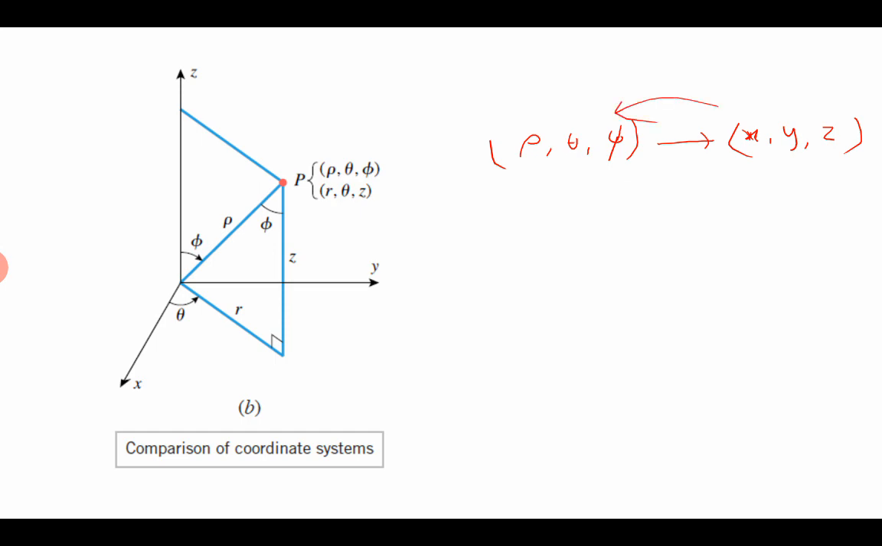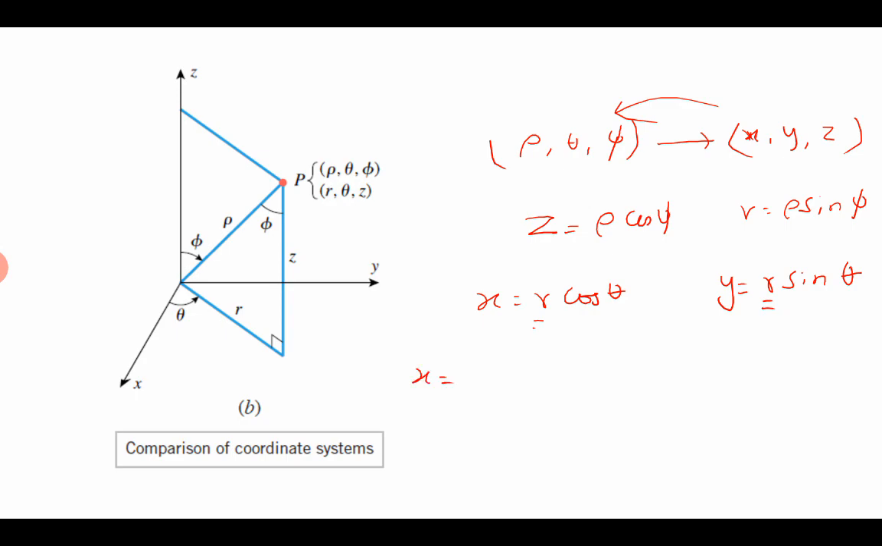In the previous part, we have seen that z is equal to rho cosine phi, r is equal to rho sin phi, and before that we have seen polar coordinates: x is equal to r cosine theta, y is equal to r sin theta. So when you substitute the value of r in both the equations, you get x is equal to rho sin phi cosine theta, and this way y is equal to rho sin phi sin theta. The question is, what is z?